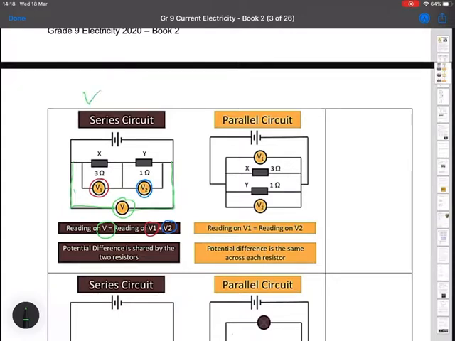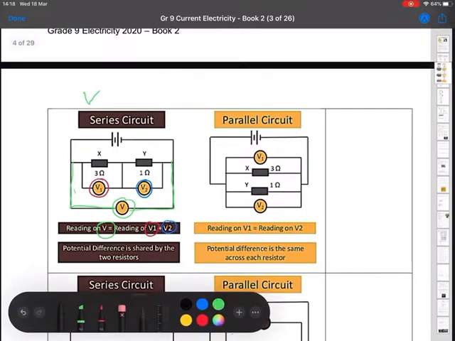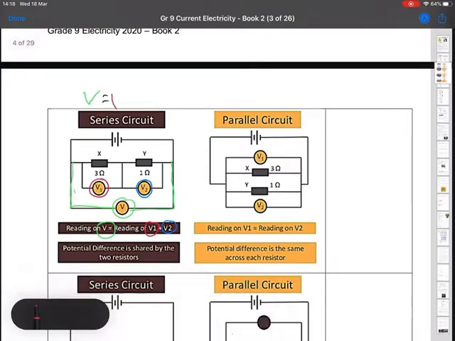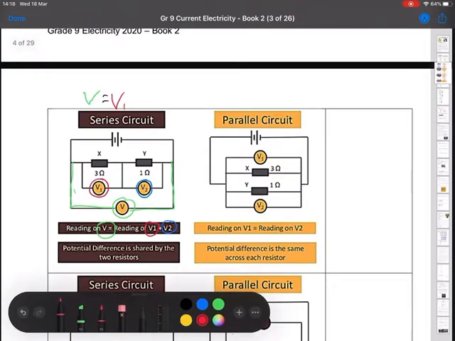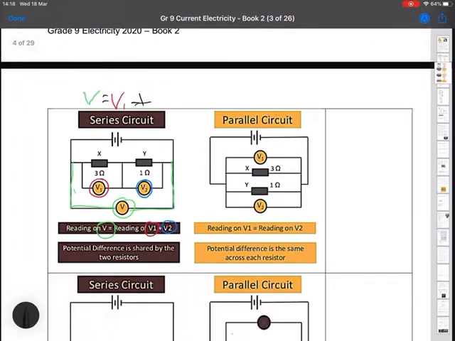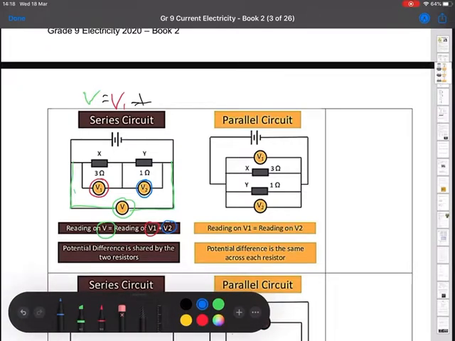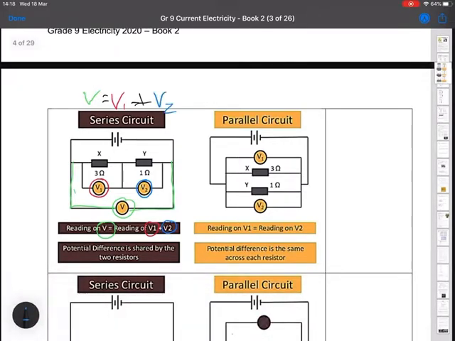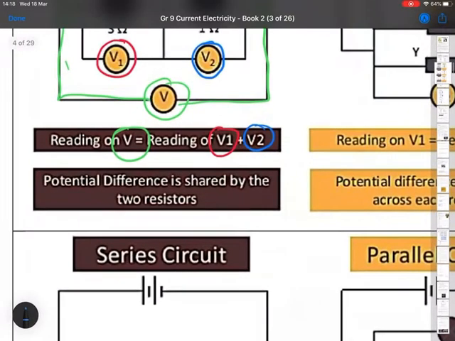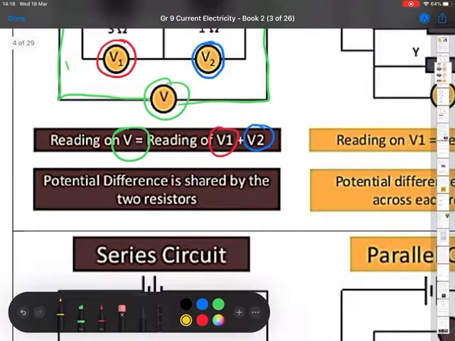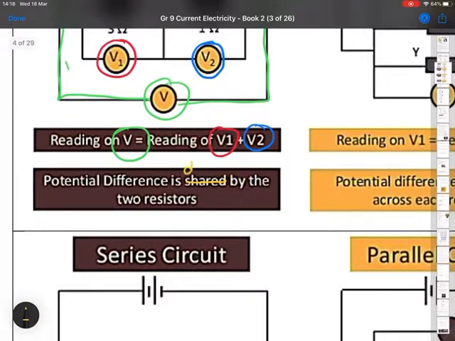So we can say V is equal to V1 plus V2. And that's for a series circuit. So to summarize, potential difference is shared, or you can even say potential difference is divided. If you want to write divided rather than shared, potential difference is divided.